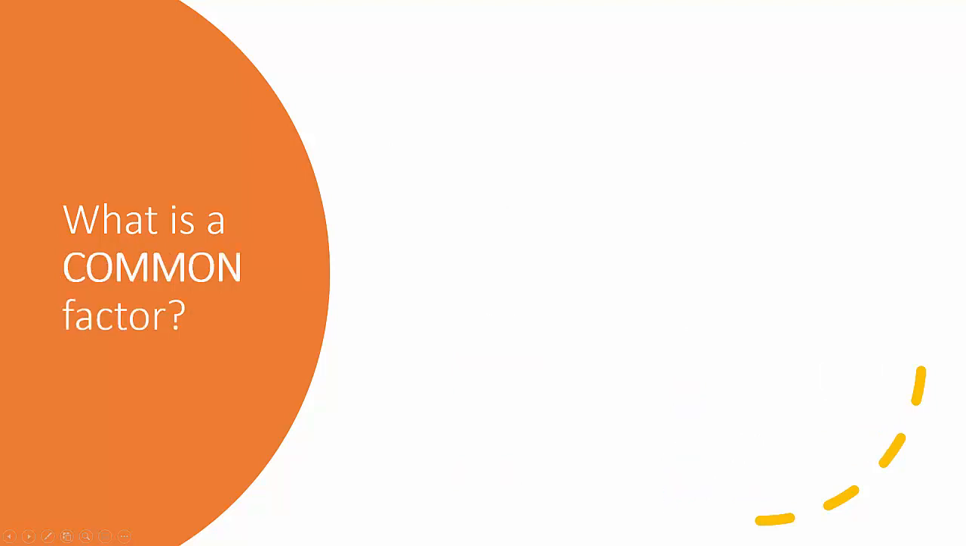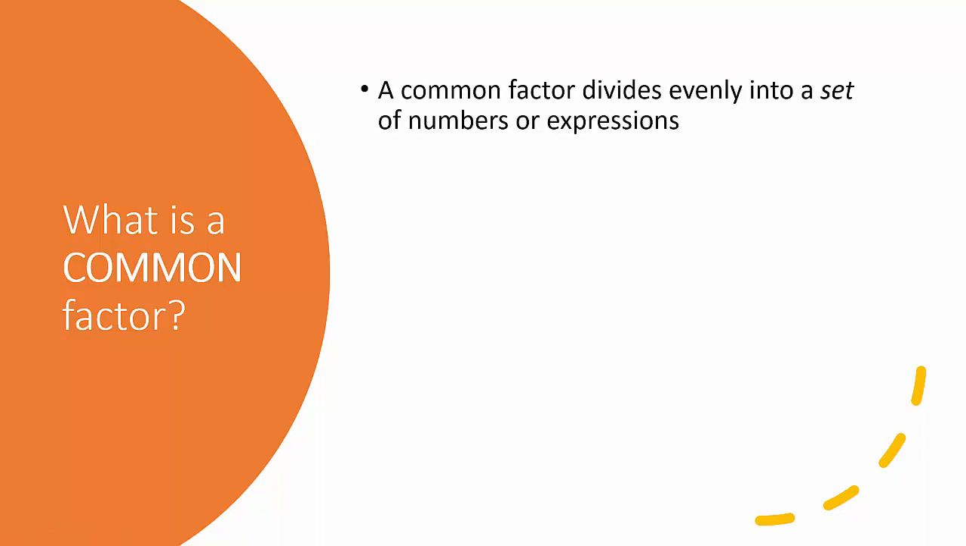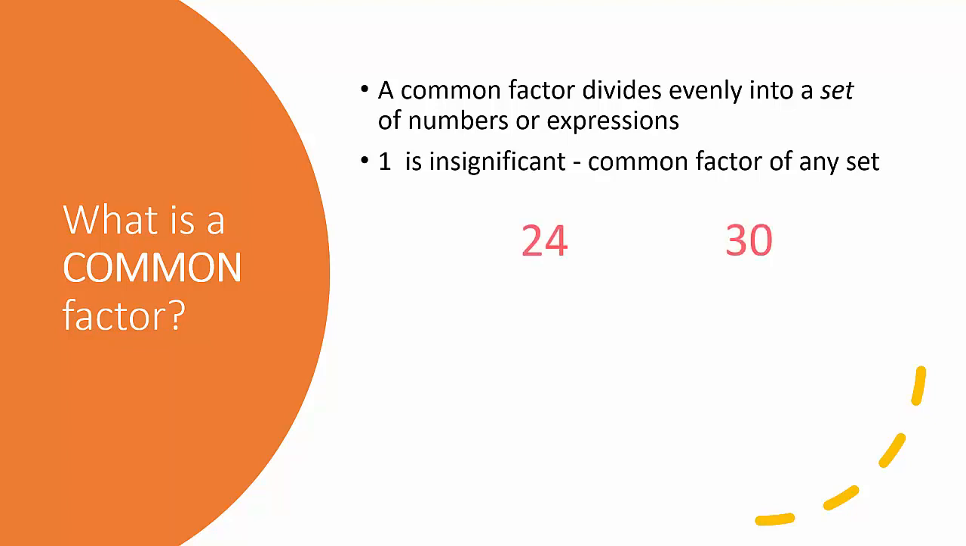Okay, so let's build our way up to the greatest common factor by starting with common factors. What is a common factor? Well, it's a factor that divides evenly into a set of numbers or expressions. You can't have a common factor unless you have more than one number to consider. The other thing to know is that 1 is going to be insignificant, since 1 is a factor of anything, right? So we're not going to really pay attention to it when it's in our list.